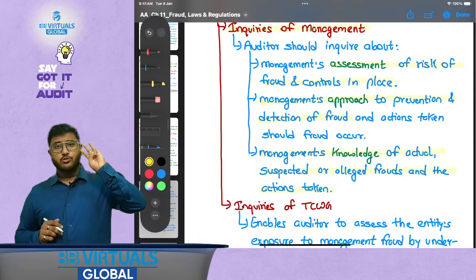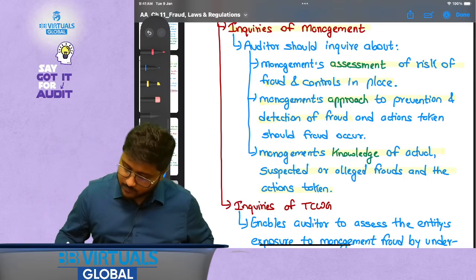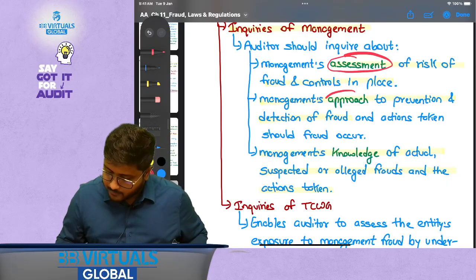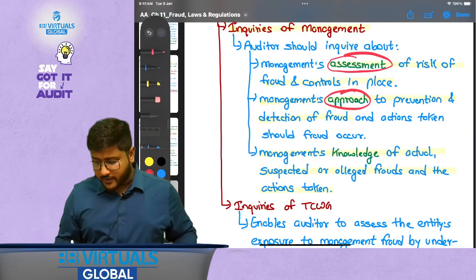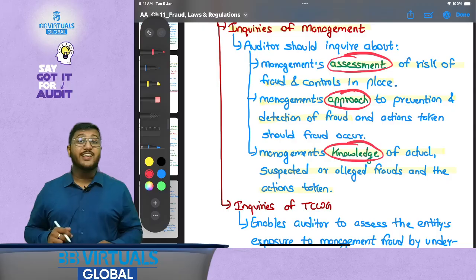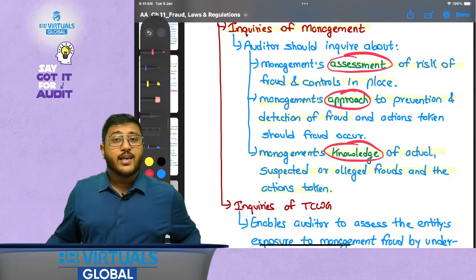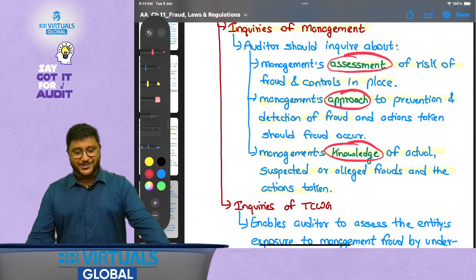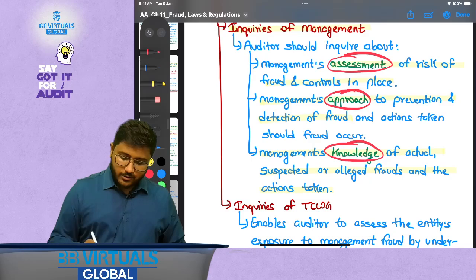So management's assessment of risk of fraud or control, management's approach to prevention and detection of fraud, and management's knowledge of actual, suspected or alleged fraud and the actions taken. That is, they should inquire about three things. One is, what is the management's assessment, what is the management's approach if any fraud is identified, and whether they have any knowledge. So AAK, okay, AAK. AKA could also be remembered here, also known as, okay. So inquiries of management could also be done.